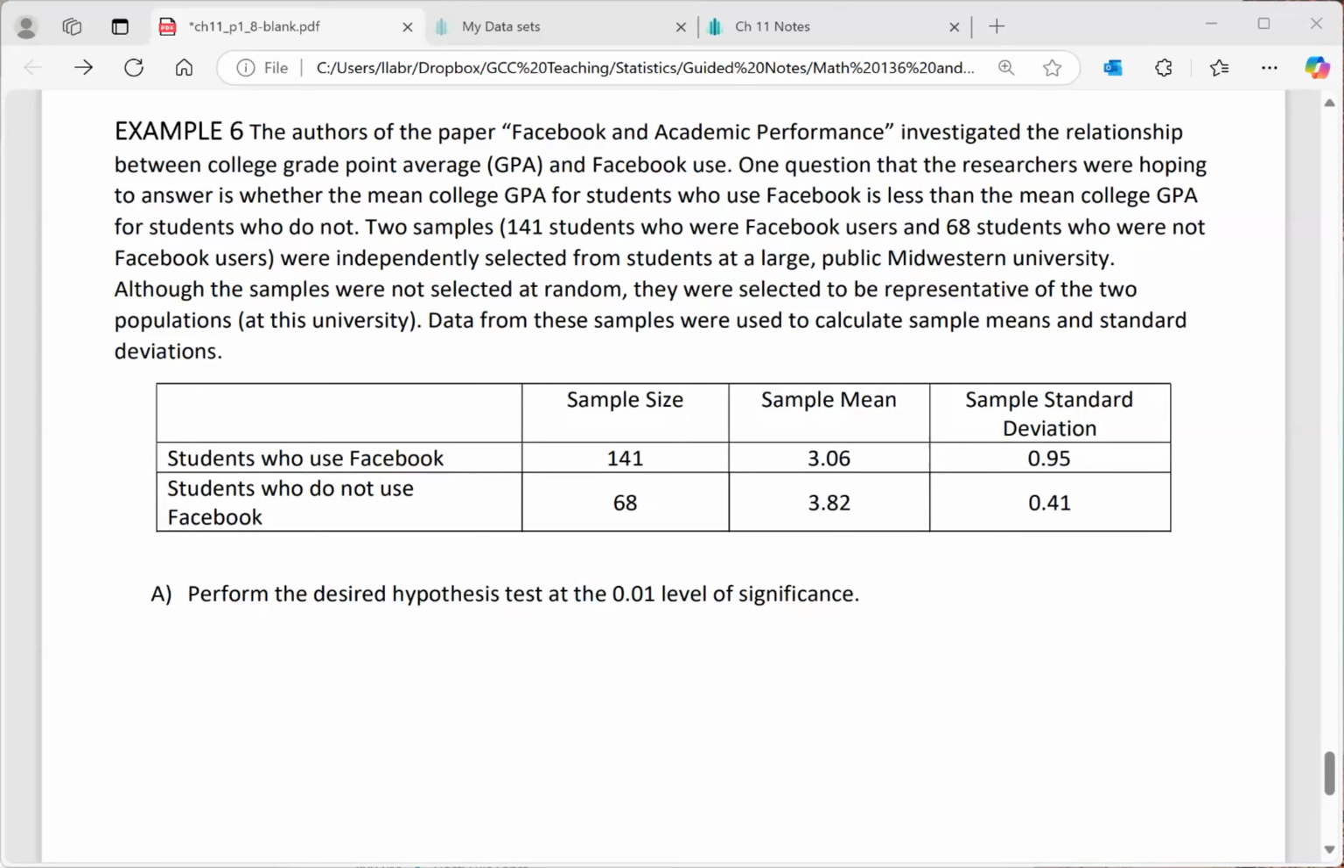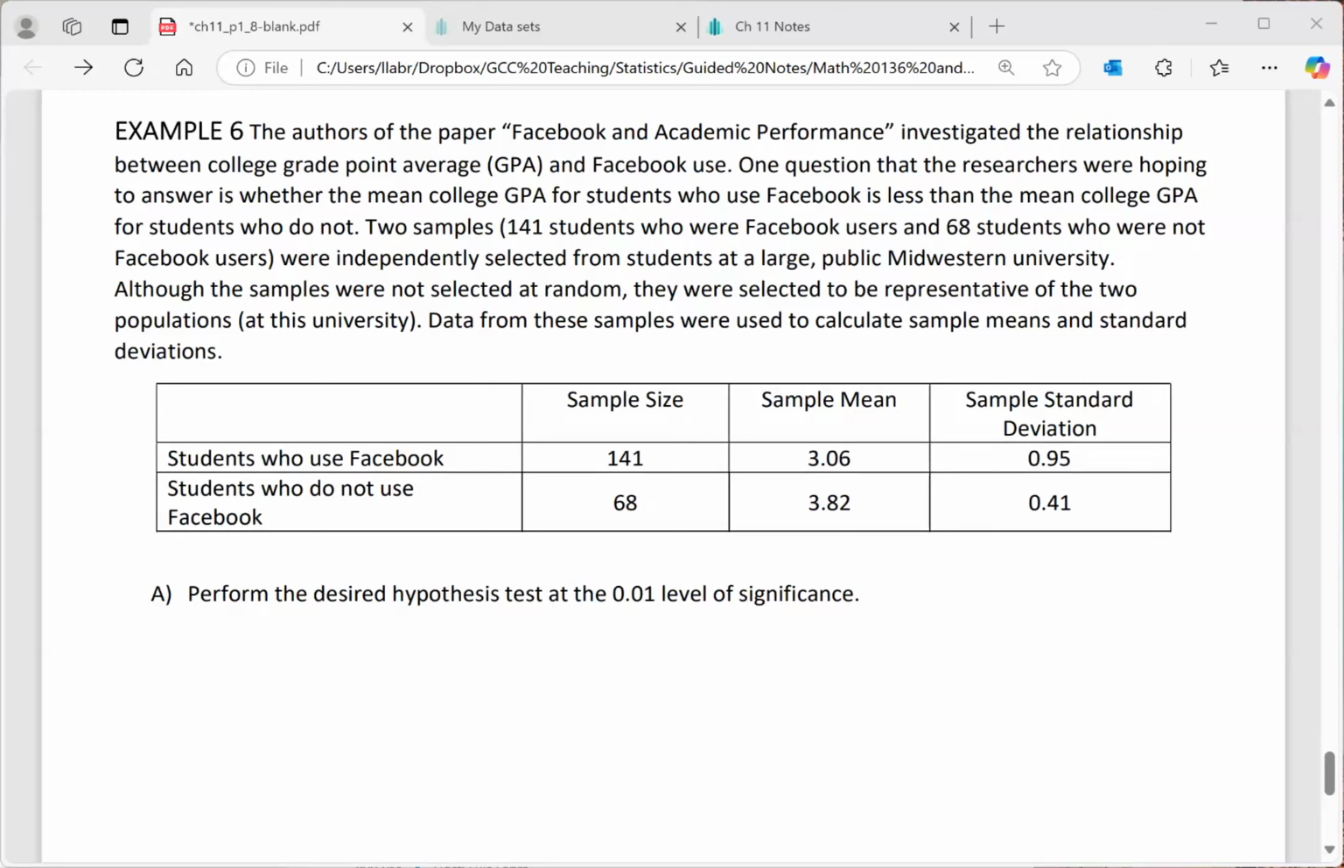So this example reads, the authors of the paper, Facebook and Academic Performance, investigated the relationship between the college grade point average, that's GPA, and Facebook use. One question that the researchers were hoping to answer is whether the mean college GPA for students who use Facebook is less than the mean college GPA for students who do not.